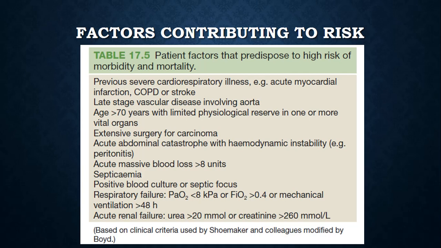Now the patient factors that predispose the patient to high risk of morbidity and mortality include previous severe cardiopulmonary disease like acute myocardial infarction, COPD or stroke, late stage vascular disease involving the aorta, age more than 70 years with limited physiological reserve in one or more vital organs, extent of carcinoma, acute abdominal catastrophe with hemodynamic instability like a patient presenting with peritonitis, blood loss requiring transfusion of more than 8 units, patient with septicemia, blood culture positive, or other factors that put the patient at high risk with increased risk of morbidity and mortality.